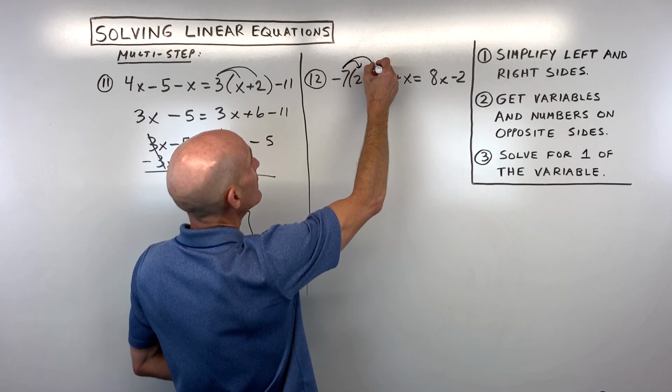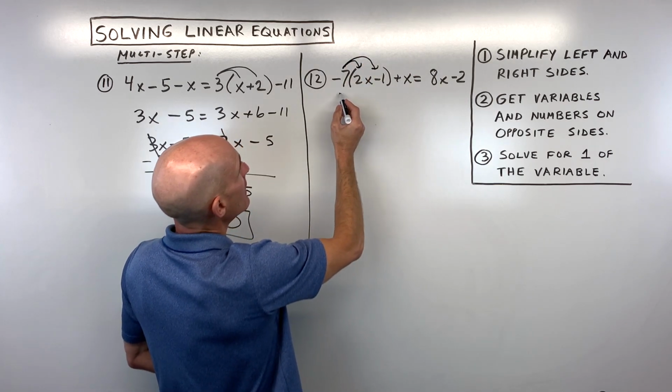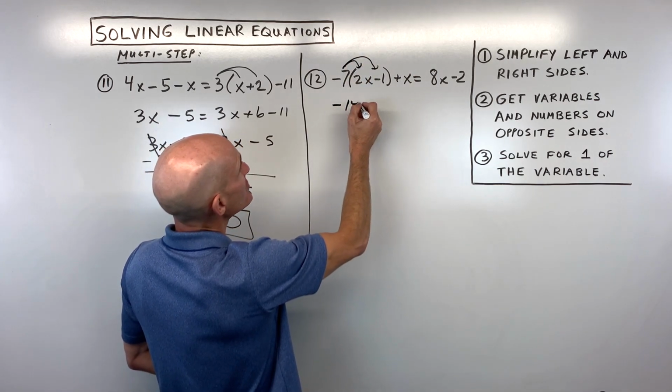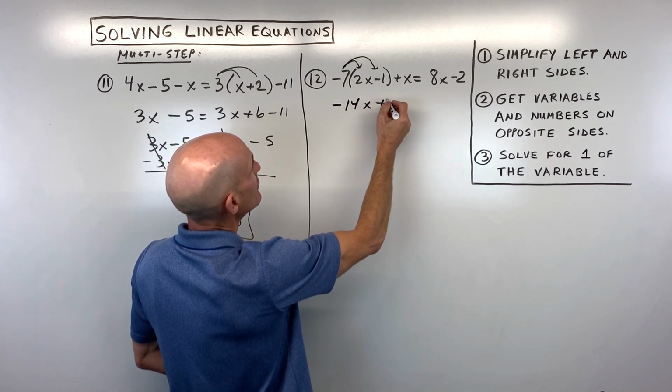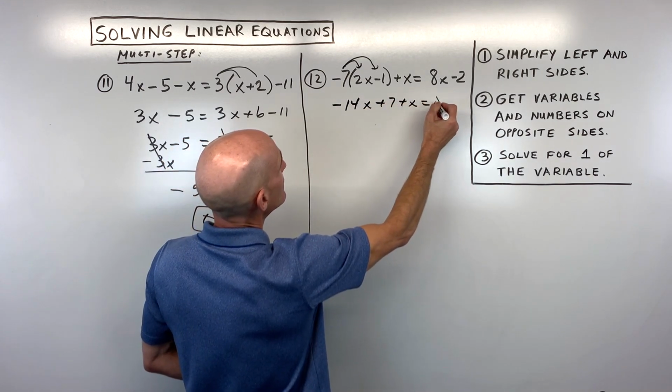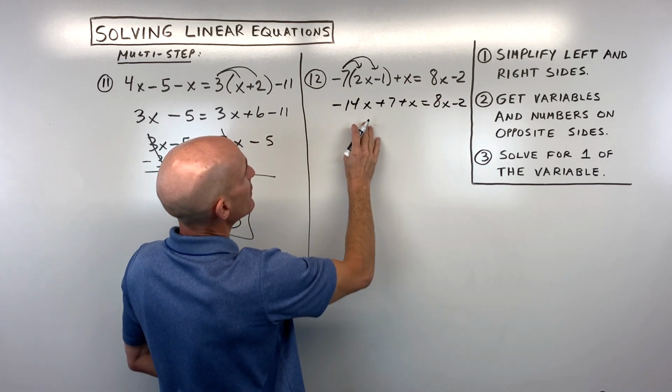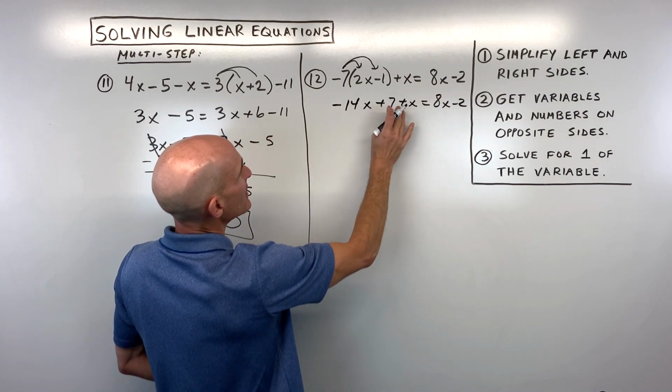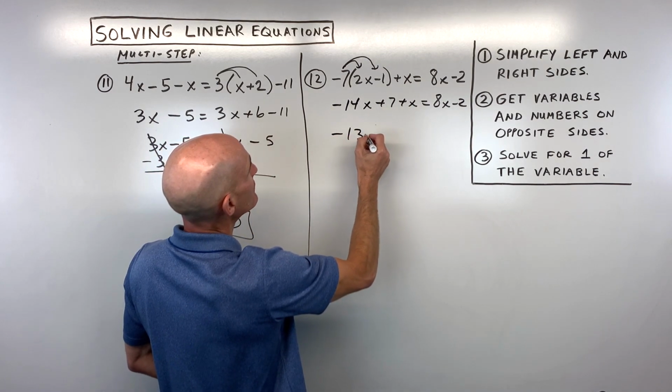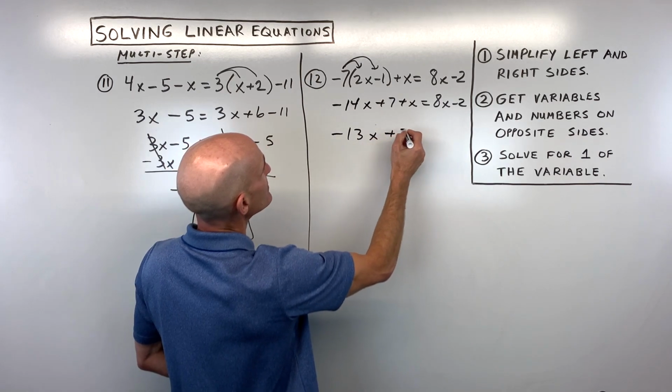Okay, in the last example, number 12, if you're getting the hang of this, see if you can pause the video and try this one on your own. This one I'm going to distribute first, so -14x plus 7. We're still on the first step. We want to combine like terms. -14x plus 1x is -13x plus 7.